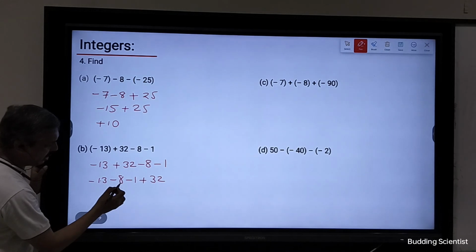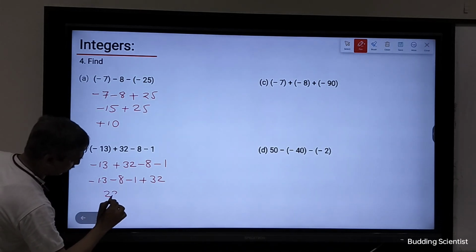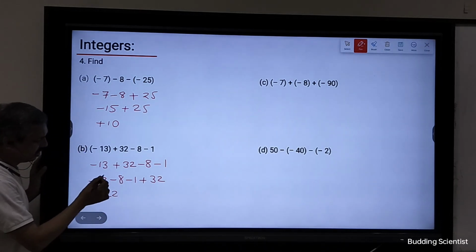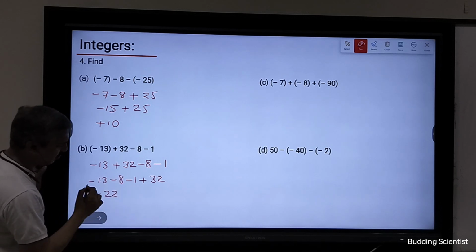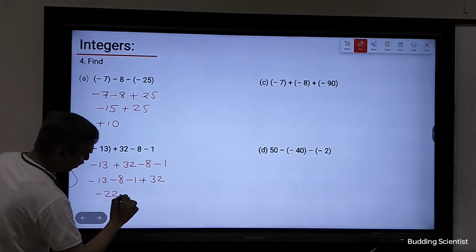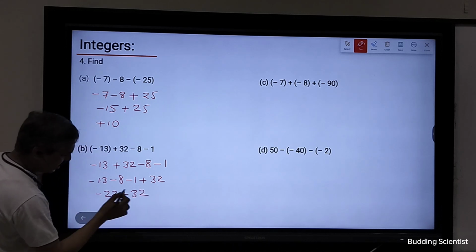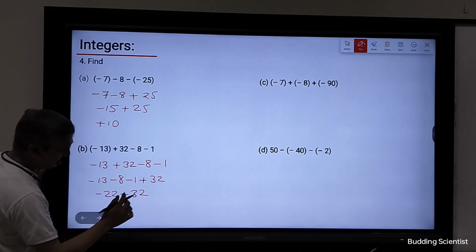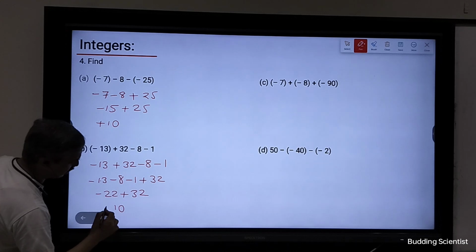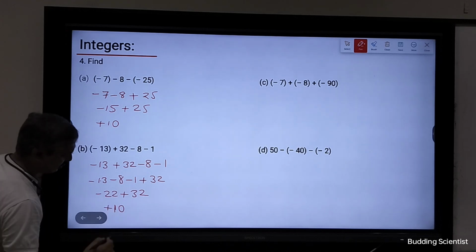30 plus 8 is 38, plus 1 is 39. I will write minus 39. You know why? Because the negative signs are common for all of them. So we'll write negative as it is. And plus 32. The signs are opposite. Subtract the smaller number from the larger number. The answer is 10. Either plus 10 or only 10, whichever way you put it.